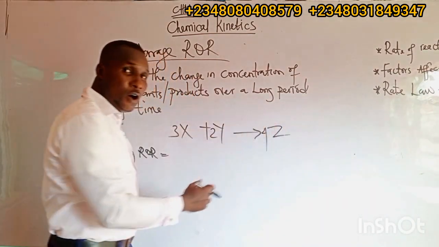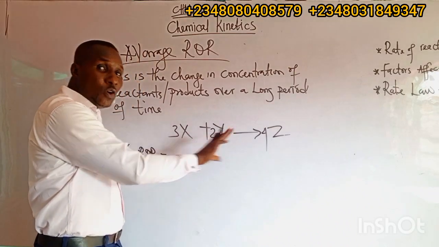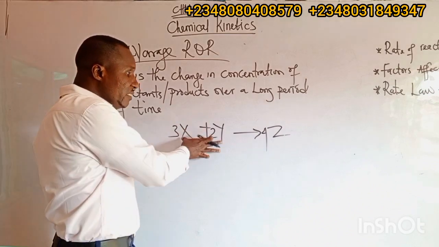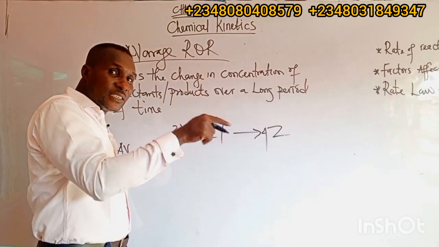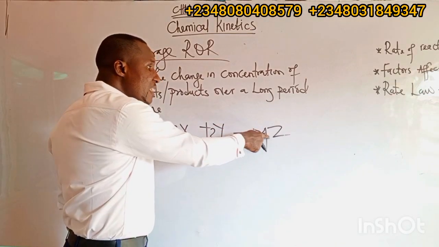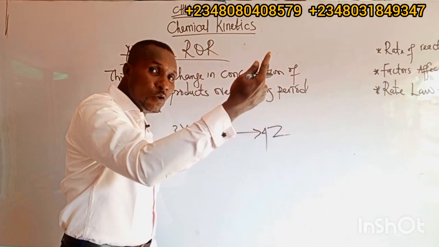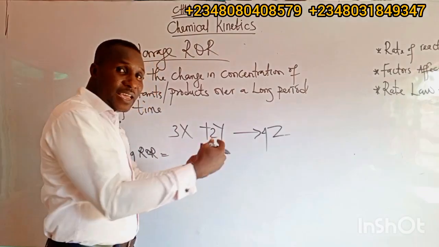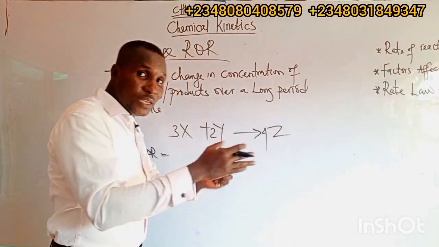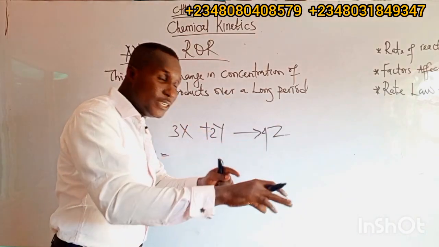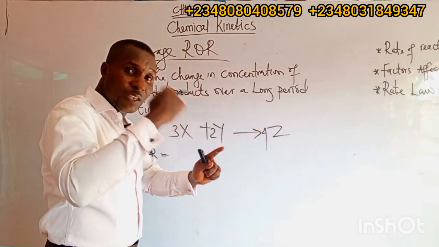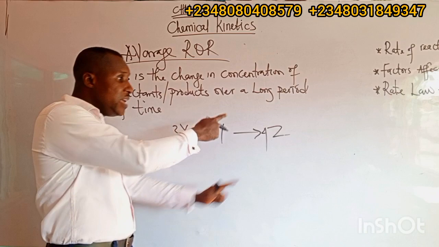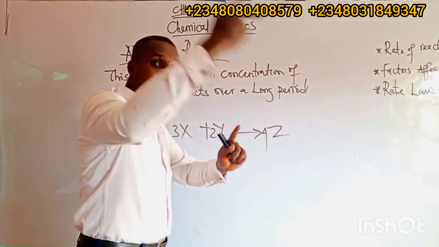For the product to be formed, the concentration of the reactant will decrease. As the reactants are reacting, they are decreasing in concentration, while the product is increasing in what? Concentration as it is formed. Because the product is being formed from the reaction between X and Y, the concentration of the product increases.